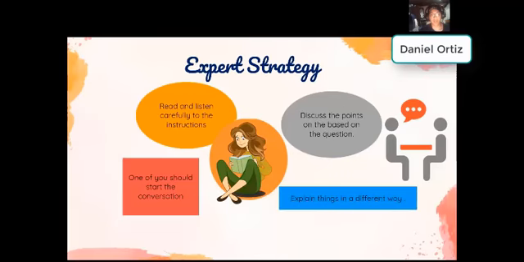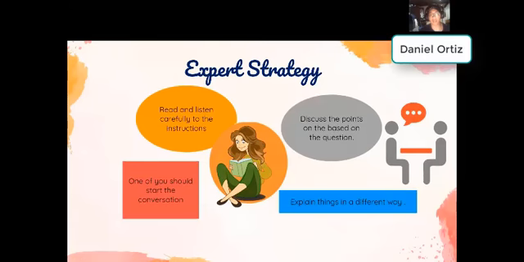Then we have the expert strategies. In this part, you have to read and listen carefully to the instructions. You should spend the first 2 minutes discussing the points of the spidergram. One of you should start the discussion and explain things in a different way if necessary. Use a wide variety of language, including functional language, such as asking for opinions, suggesting, speculating, and summarizing, and make sure that you don't come to a final agreement too quickly. You have a minute for this. Okay, that was part number 3, and good luck.